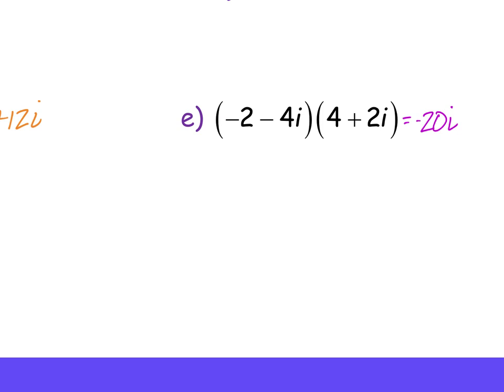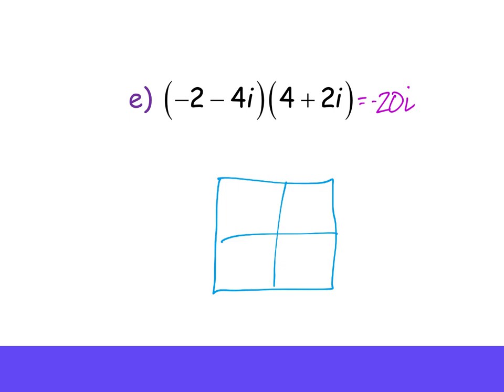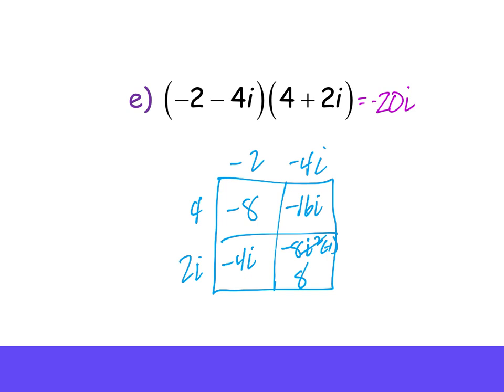Wait, how'd you do E? How'd I do E? Negative 2 minus 4i and 4 plus 2i. That gives me negative 8, right? And then negative 16i, negative 4i, negative 8i squared. Well, that's a negative 1, so that's a positive 8, so that makes a 0. So that's negative 20i. I gotcha. Okay. Everyone okay with that? Awesome. So now we're going to go back to the middle page.